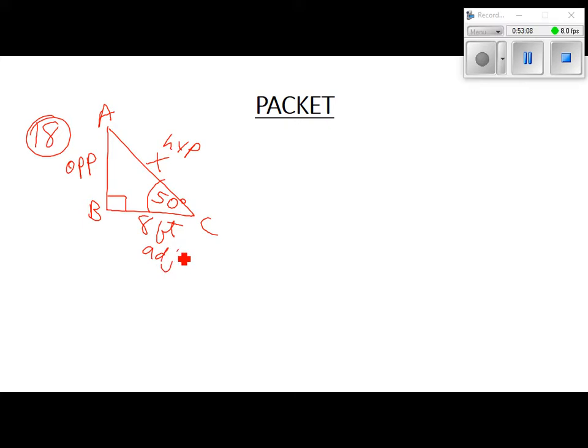Which sides do we care about? Adjacent, hypotenuse. Which trig ratio is that? Does everybody agree? Cosine. Cosine of what? 50. So you write your trig ratio, your angle, your equal sign, then your fraction. It's adjacent over hypotenuse. What's the adjacent? 8 over x. We got our equation.